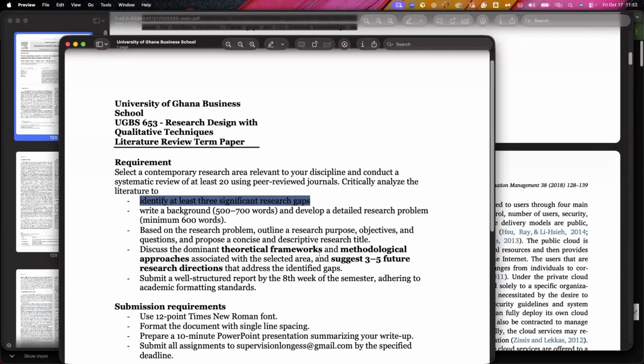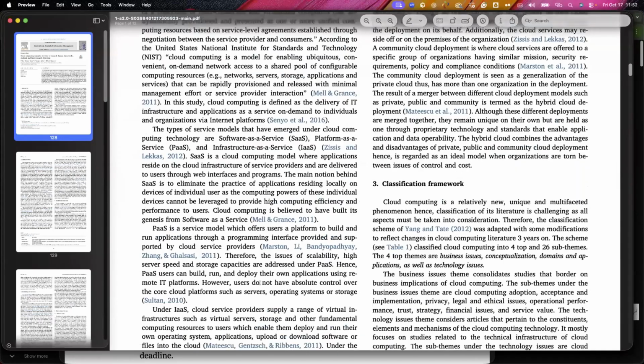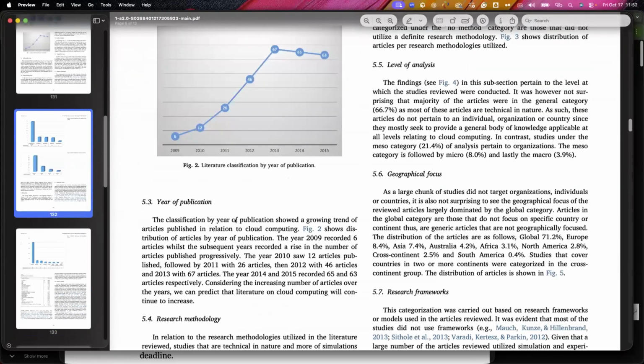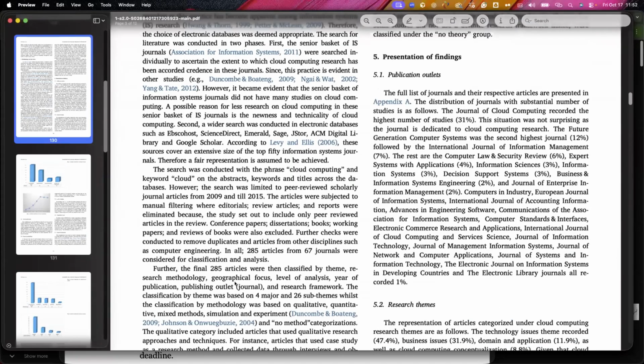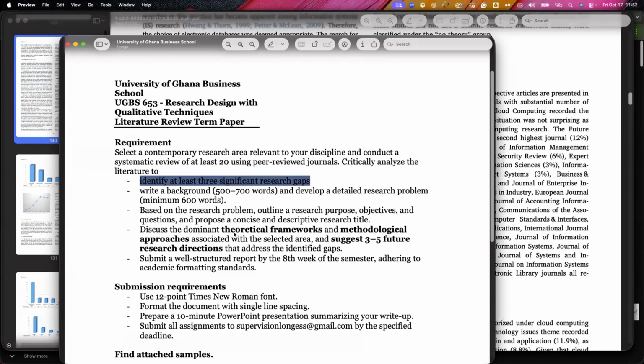Discuss the dominant theoretical frameworks, which, of course, we looked at one article doing that. Discuss the methodological approaches associated with the selected area, and suggest 3 to 5 future research directions that address the identified gaps. So what we are going to do basically is to use this particular structure that we'll send to you. Just that this one is very detailed. So you look at the areas that best apply to the assignment we are giving you and learn from the papers that you will attach to the assignments. Is that okay from the one who has the question?